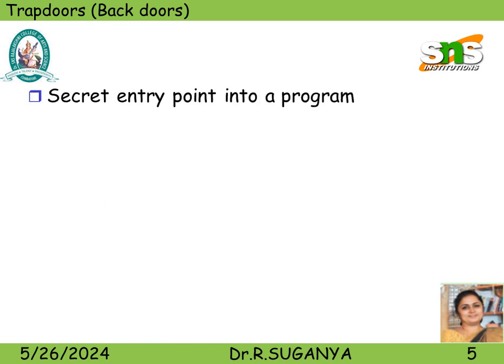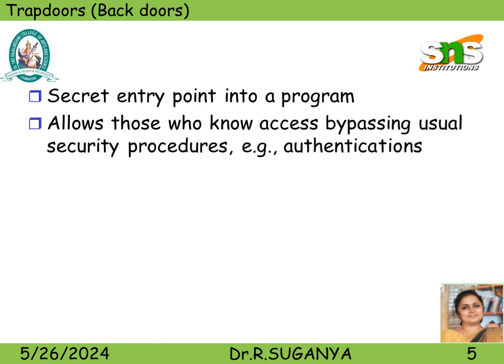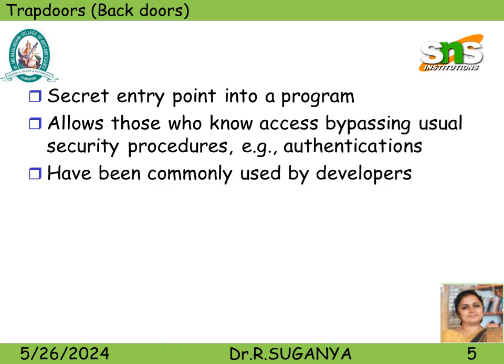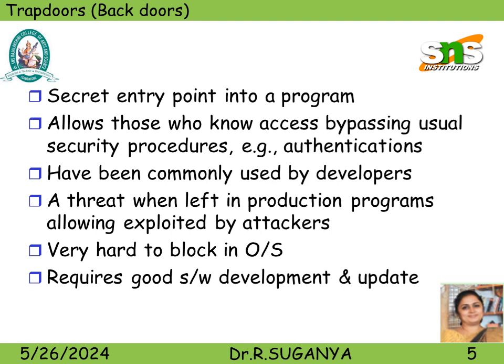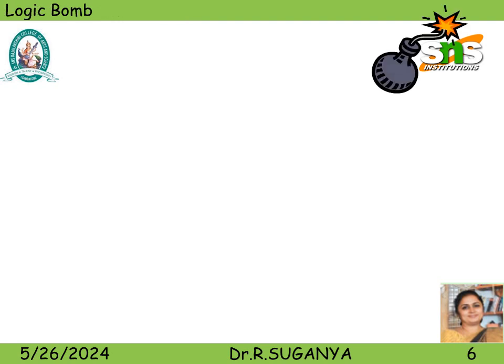A trap door is a secret entry point into a program that allows those who know about it to gain access, bypassing the usual security procedures. For example, authentication backdoors have been commonly used by developers. It is a threat when left in production programs, allowing them to be exploited by attackers. It is very hard to block in the operating system. It requires good software development and updates.